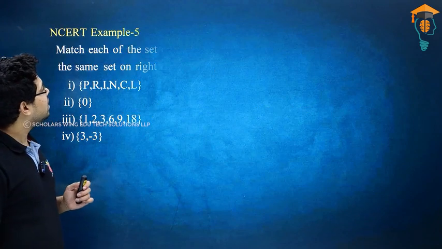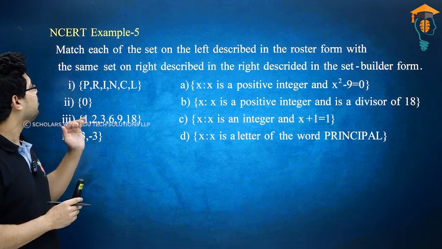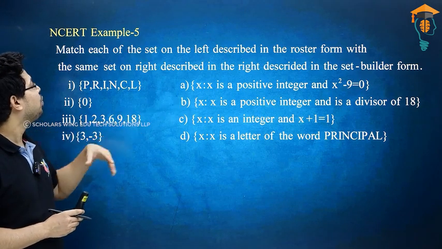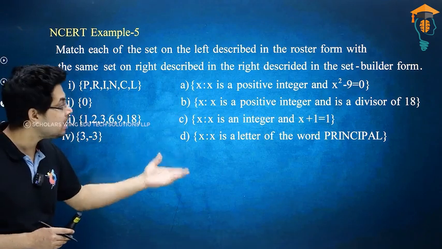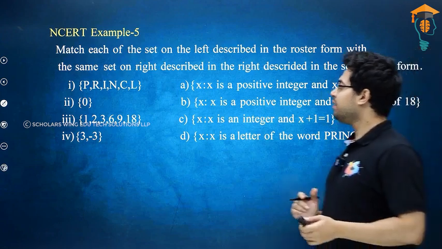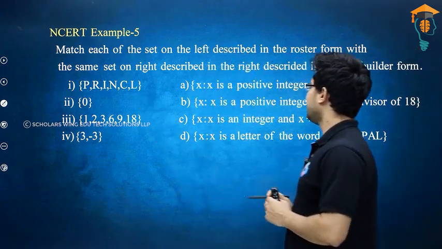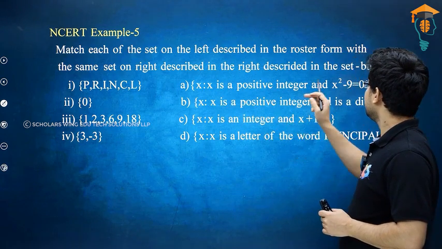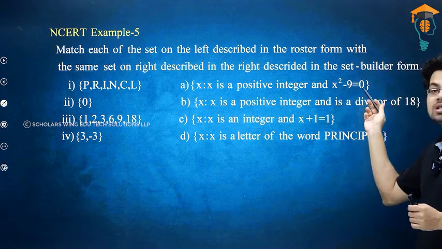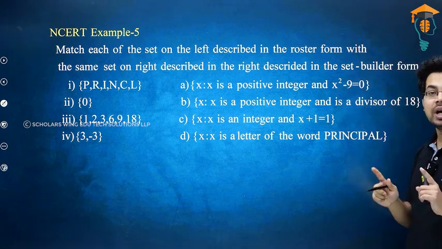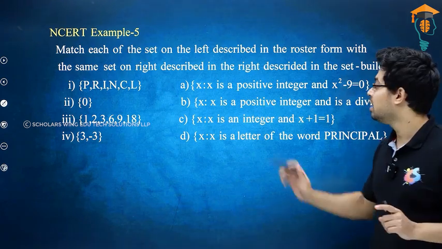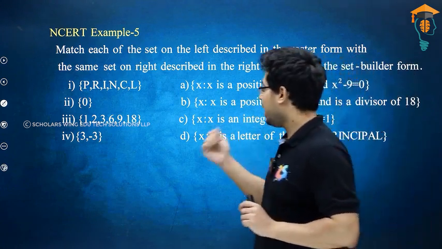Fine. Now here in this question, we need to match each of the set on the left described in the roster form with the same set on the right described in the set builder form. Fine, very simple. Let's do it. Here we have P, R, I and C, L. X is a positive integer and x square minus 9 is equal to 0. So x square is equal to 9, right? That means x can be plus minus 3, but we need to exclude minus 3 since x is a positive integer. So x is equal to 3.